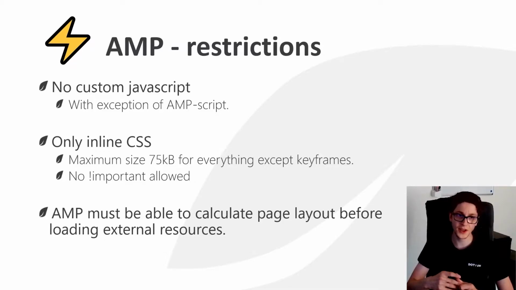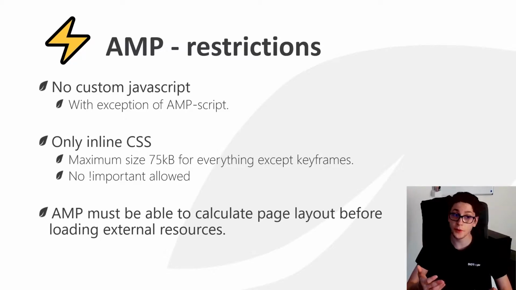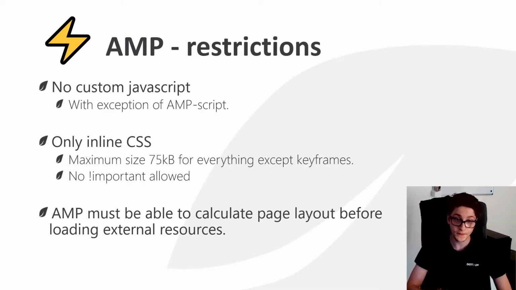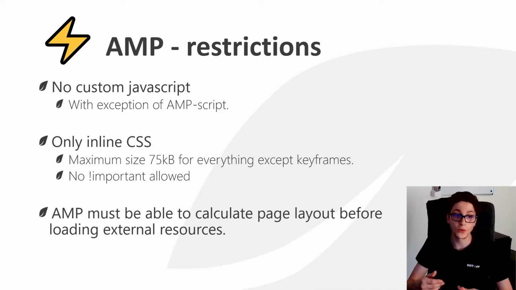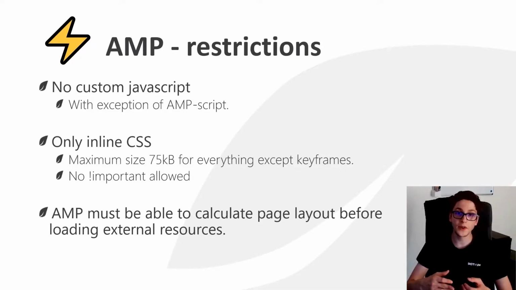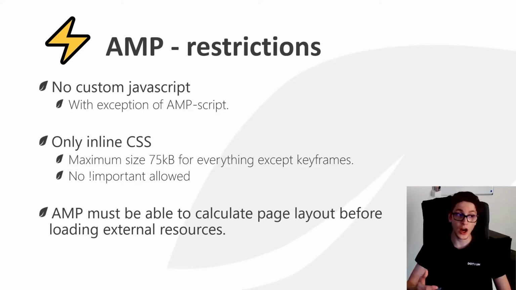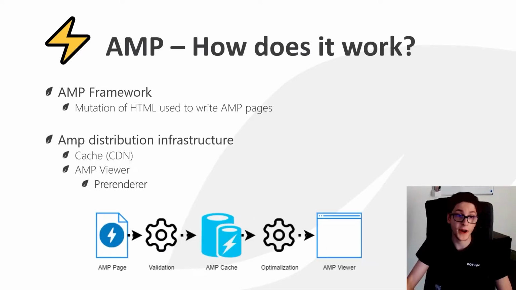And something which will be really problematic if you are using third-party CSS libraries is that there is no important flag available. Most of those restrictions are in place for one reason, and that is that AMP needs to calculate where the fold of your screen will be when you come to the page. So AMP wants to know which element to render if it wants to render only the first part of the page.